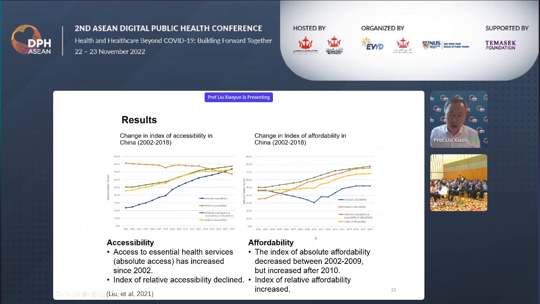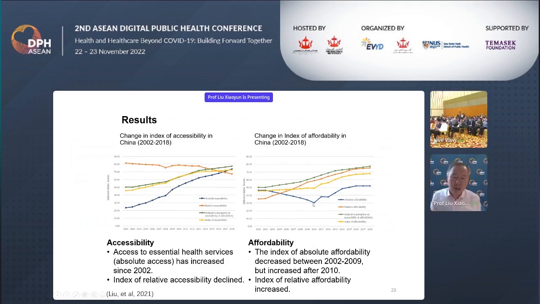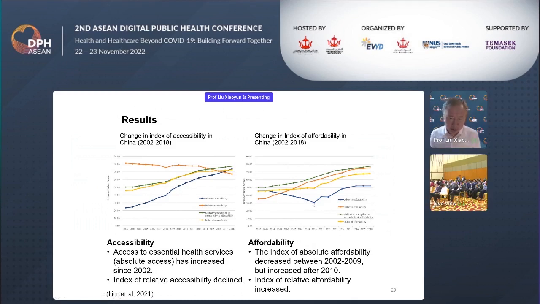The right part of the figure is the affordability. Again, we look at two lines. The first is the absolute affordability. Look at the dark blue line. This is mainly measured by the catastrophic health expenditure. Before the reform, we see the declining affordability, which means people have a higher financial burden. But after the reform, the index is getting higher, meaning the financial burden is getting better due to the financial incentive.